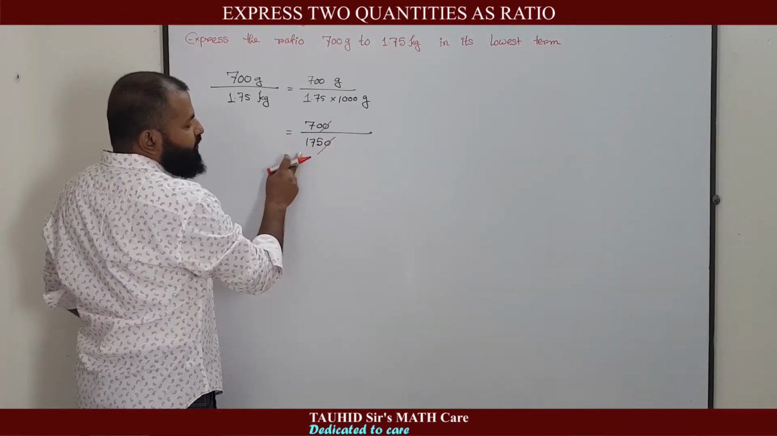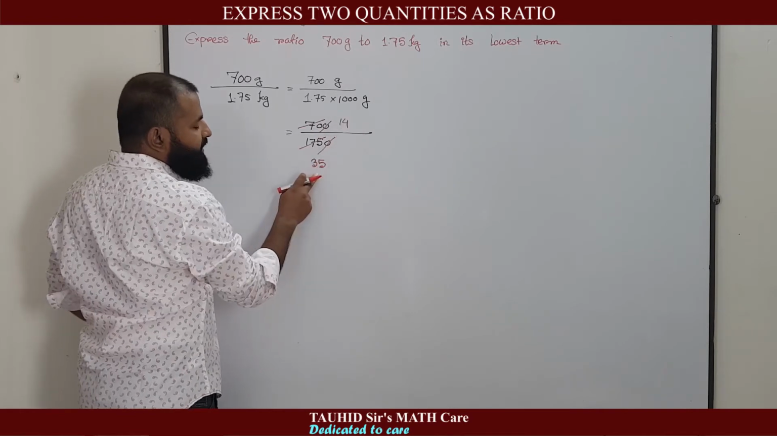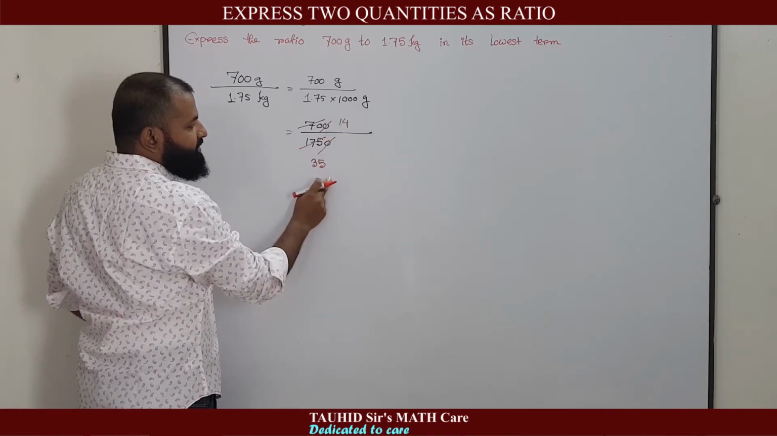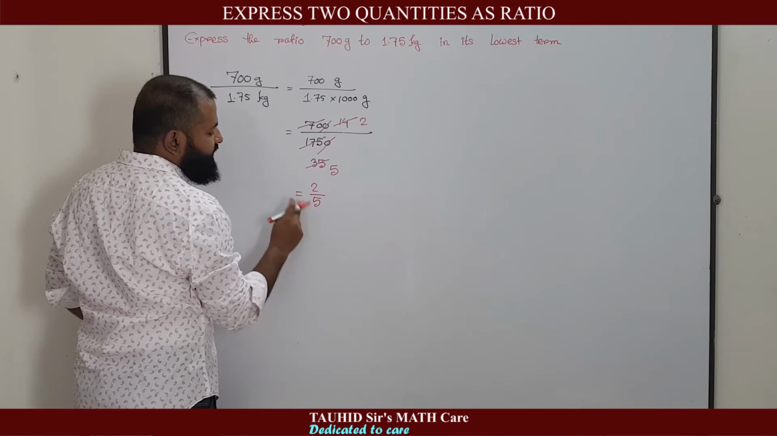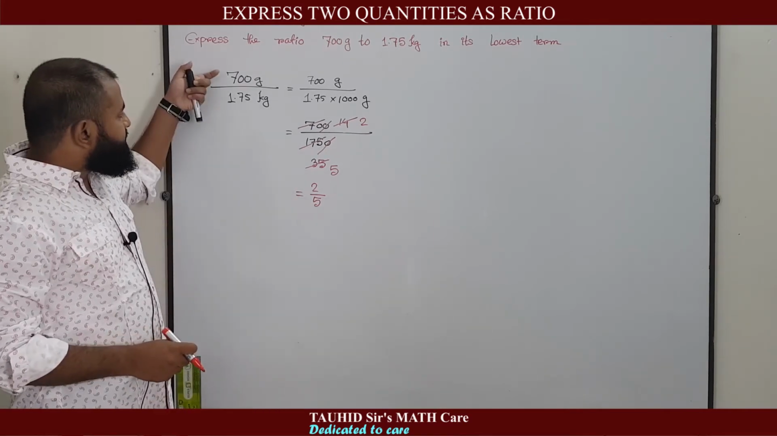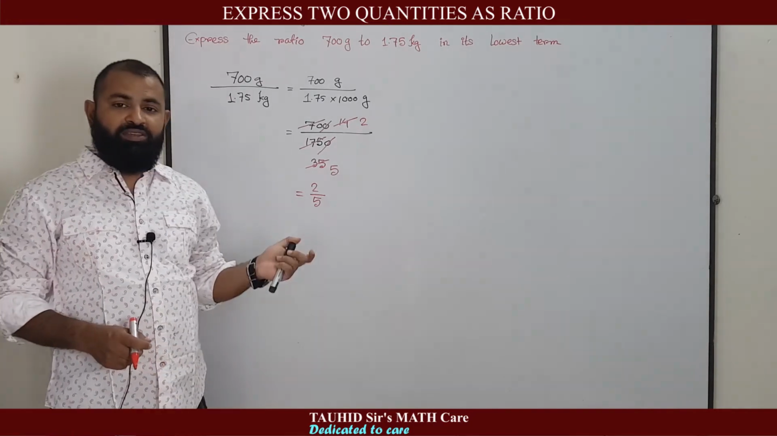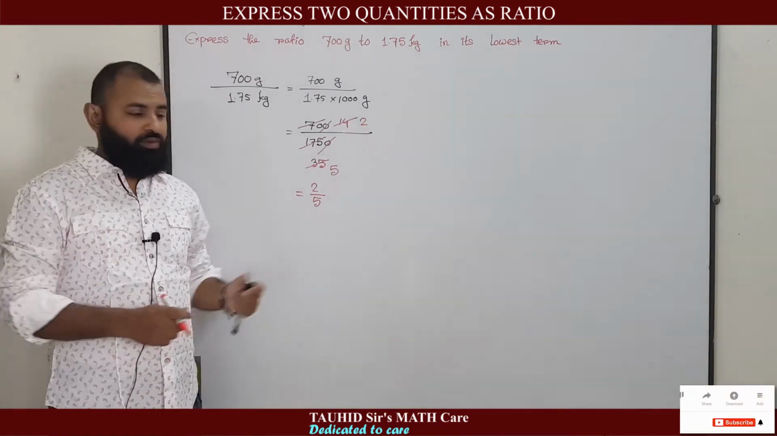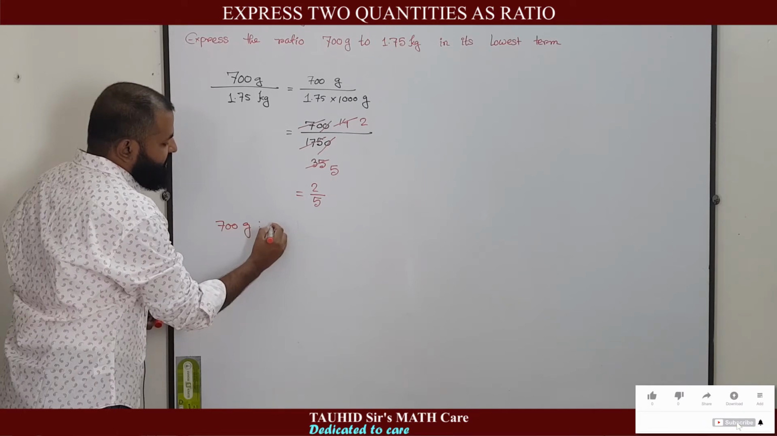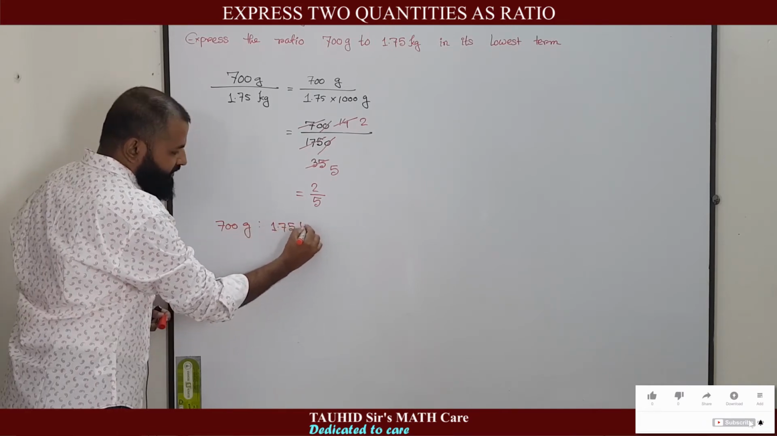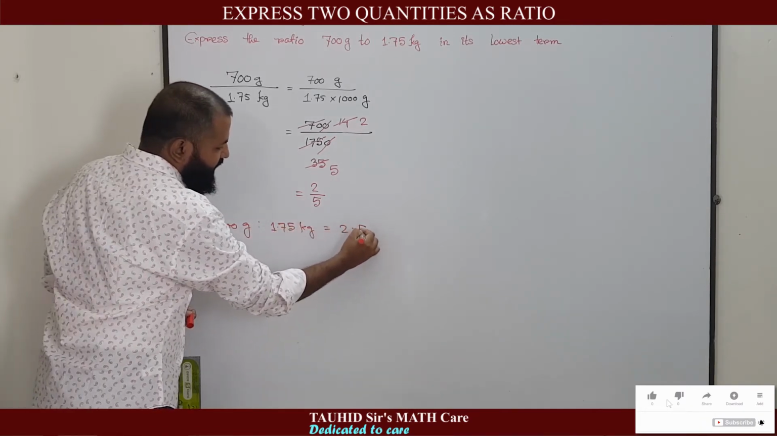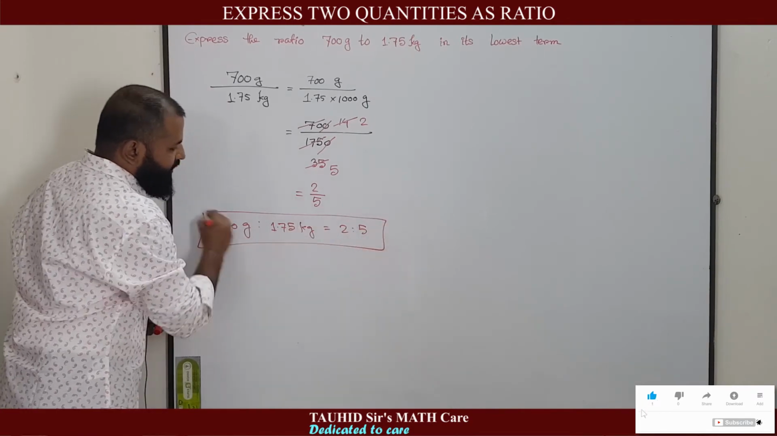We can divide both by 5, and still we can divide both by 7. We get the answer 2 by 5. That means 700 gram divided by 1.75 kg brings me the answer 2 by 5. 700 gram ratio 1.75 kg is equal to 2:5. This is our answer.